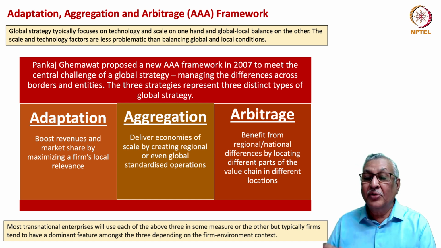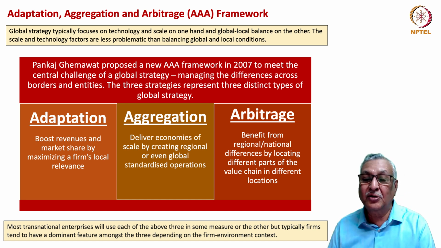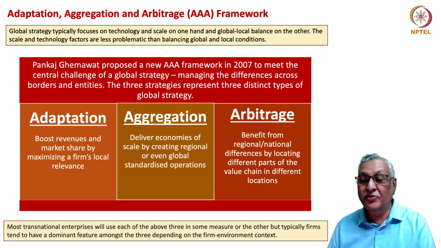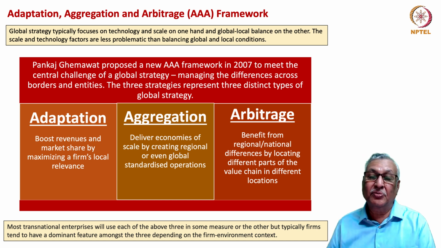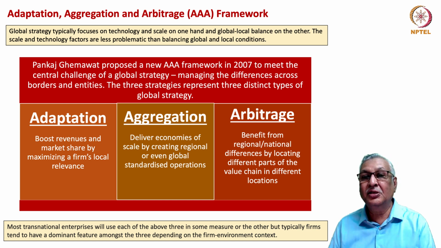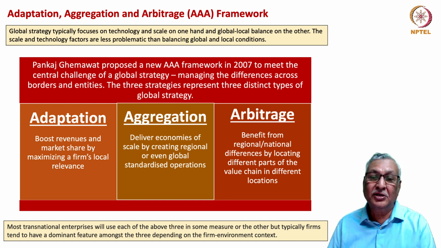That is, benefit from regional national differences by locating different parts of the value chain in different locations, because each country may have certain unique competence in developing one type of product or in providing one type of resource. You try to adapt your manufacturing network, your development network, or even your marketing network to such regional and national specialties. Most transnational enterprises will use each of the above three in some measure or the other, but typically firms tend to have a dominant feature amongst the three depending on the context that envelops the firm as the environment.